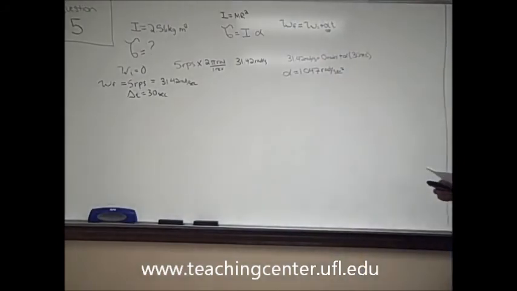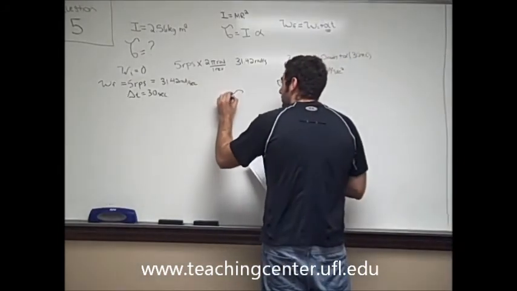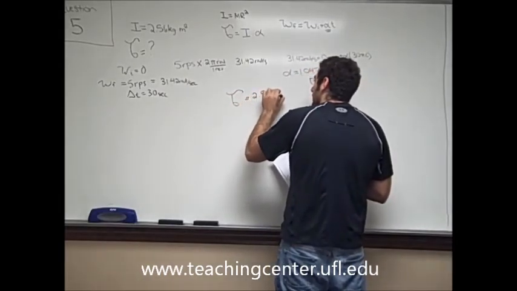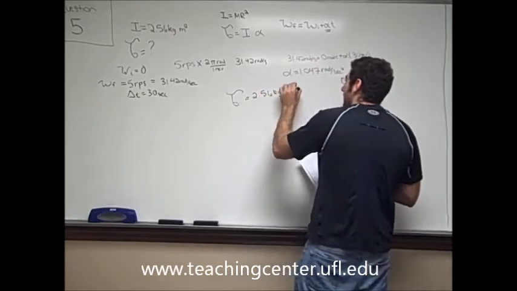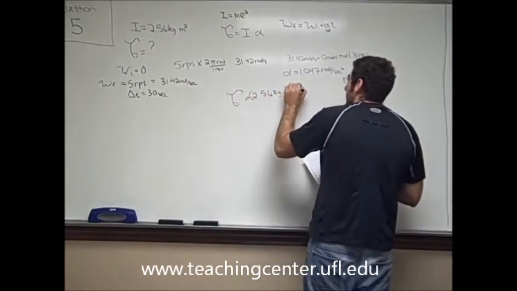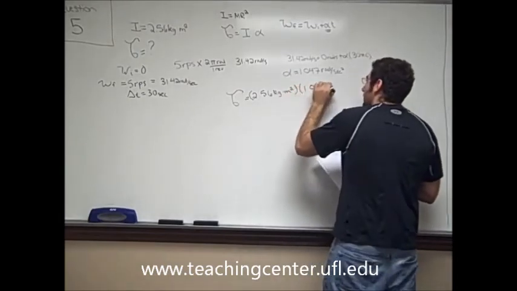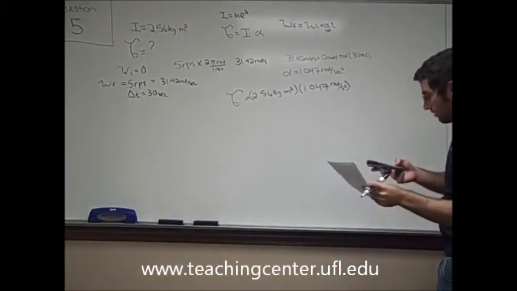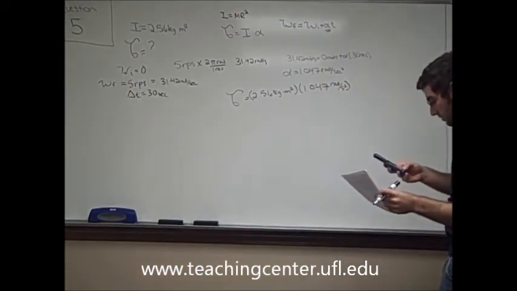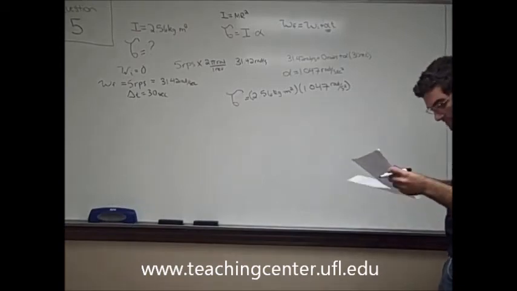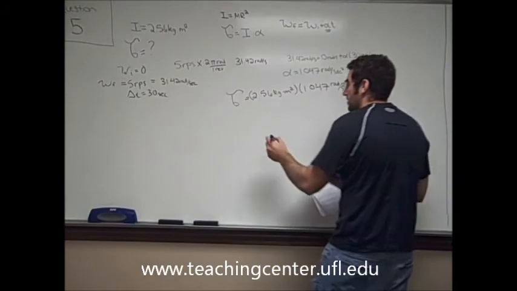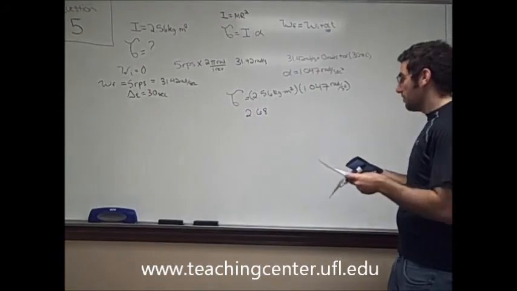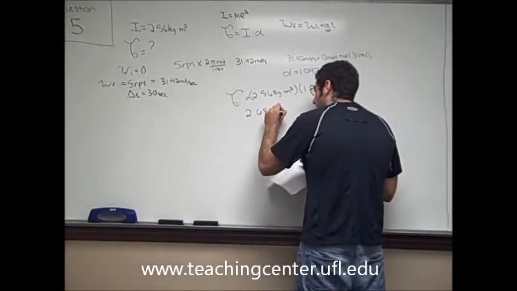Now we can go to the top and use our torque formula: 2.56 kilograms times meters squared times 1.047 radians per second squared. We plug that into our calculator to get 2.68 newtons times meters. So the correct answer is answer choice 1 for question number 5, and it is equal to 2.68 newton meters.